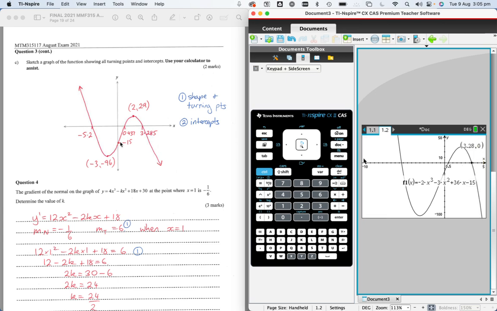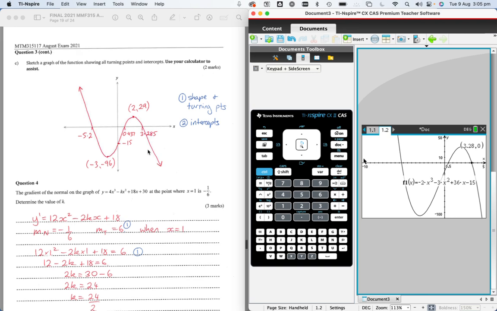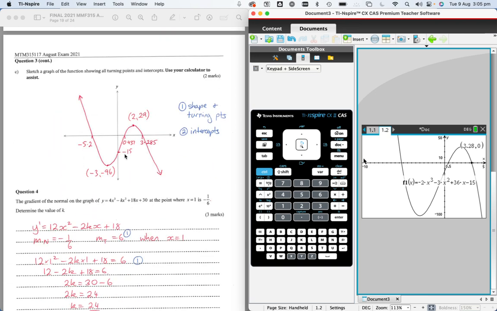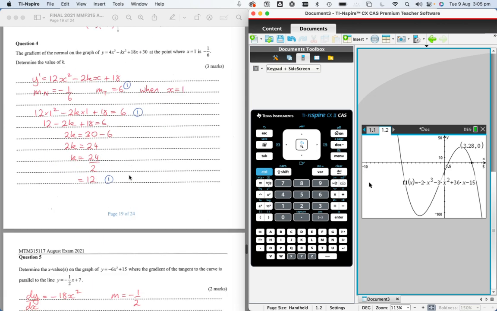-5.2. Okay. Y-intercept, we should be able to figure that out probably from the function, -15. No need to waste time doing that. So I've got the shape from here. I know what my turning points are from parts A and B. I know what my y-intercept is because it's easy to get from the function, and I've used my GDC to work out the x-intercepts. Good to go.